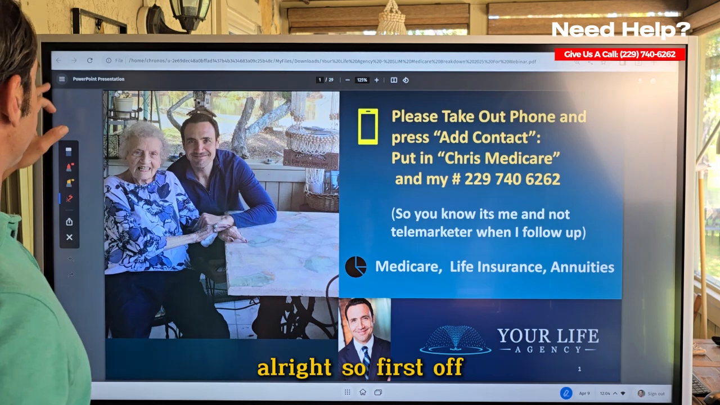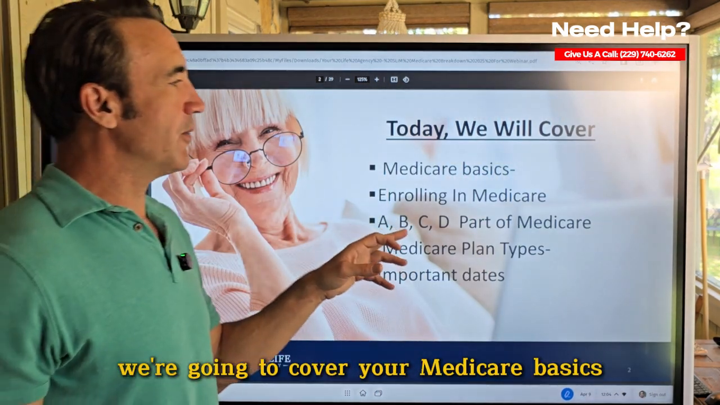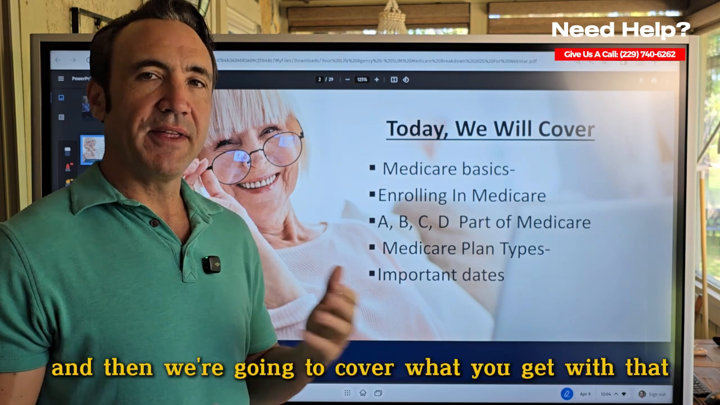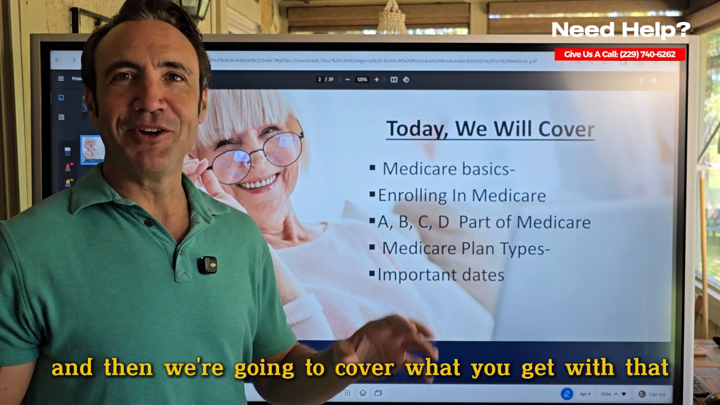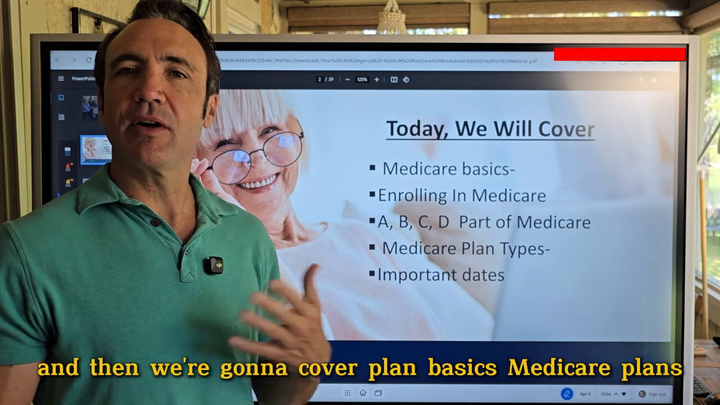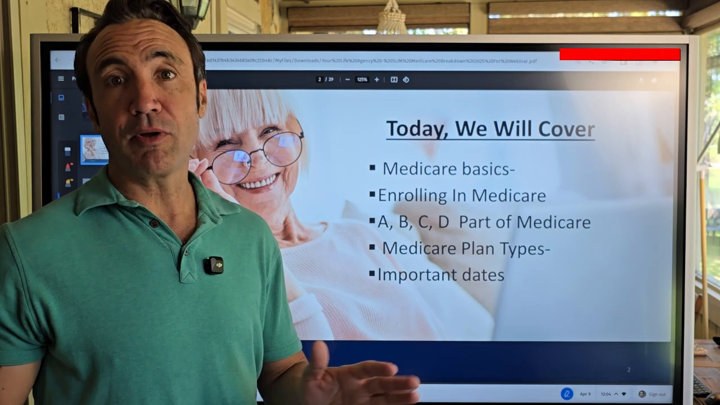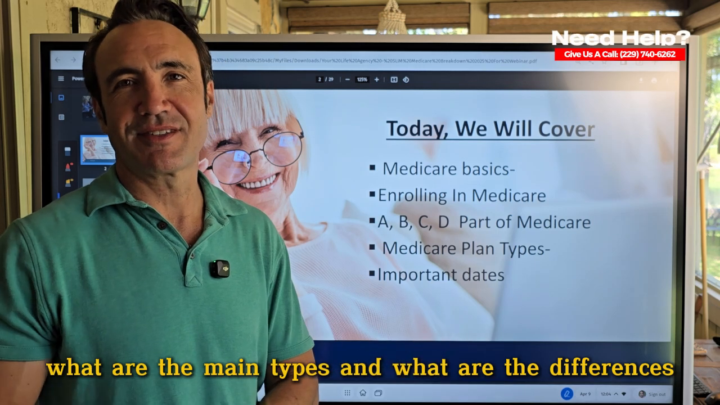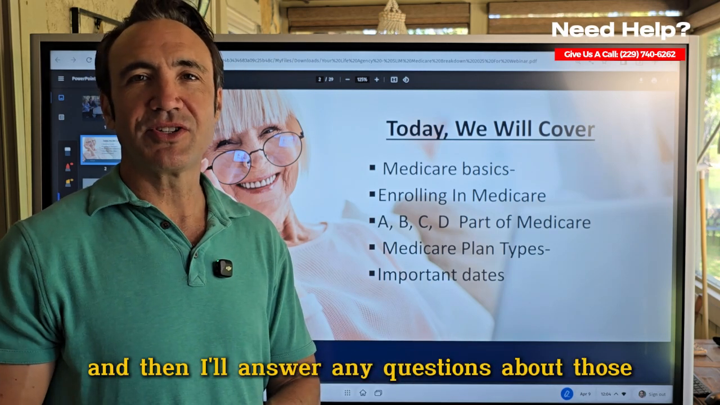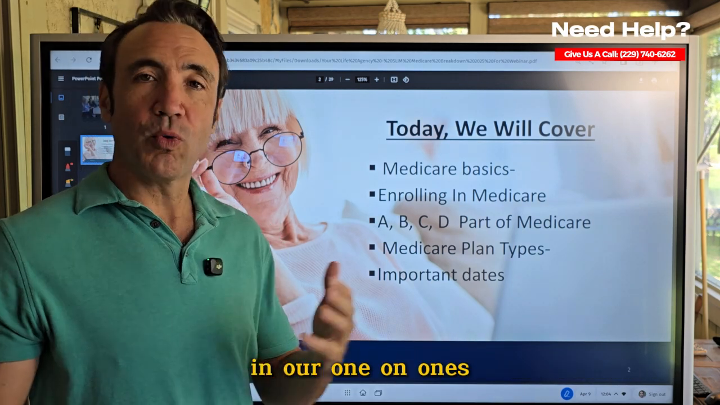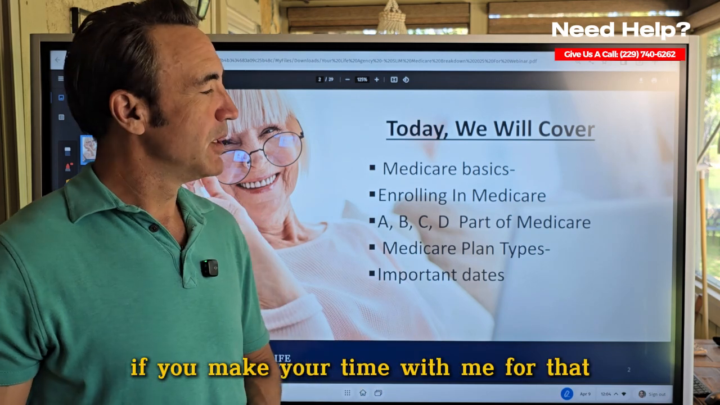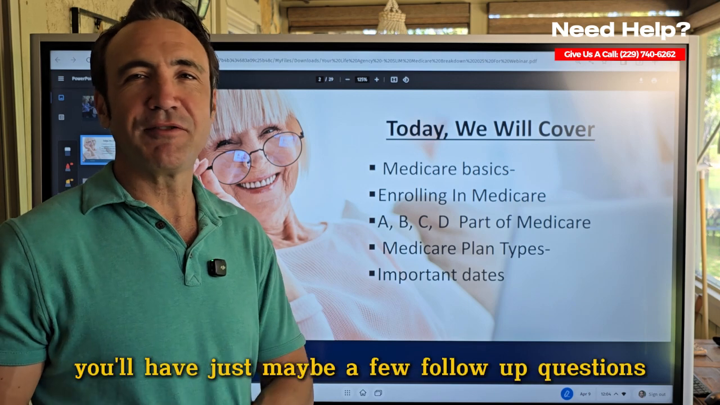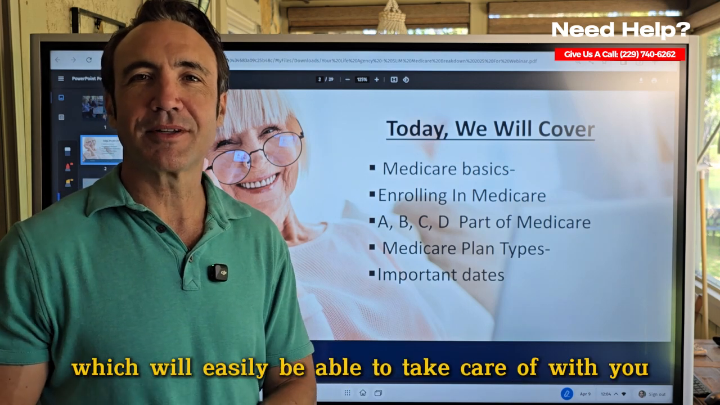All right, so first off, we're going to cover your Medicare basics, including getting into the Medicare program itself. And then we're going to cover what you get with that. Your A and B card, what does it represent? And then we're going to cover plan basics, Medicare plans. Why would we need one? What are the main types and what are the differences? And then I'll answer any questions about those in our one-on-ones if you make your time with me for that. But I think you'll be very clear after this presentation, and then you'll have just maybe a few follow-up questions from there, which we'll easily be able to take care of with you.